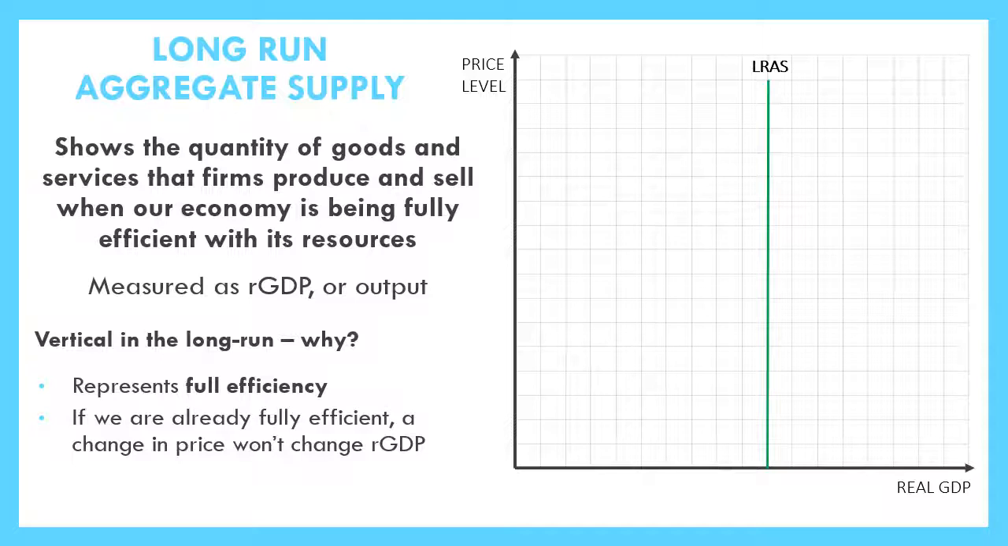Just because prices change doesn't affect our output because we're already being fully efficient. We can't be overly efficient just because price levels change. What we're saying is that in the long run, a change in the price level does not impact our output. So it represents a sustainable, that's another thing you'll hear me say, sustainable or potential level of production or level of output.